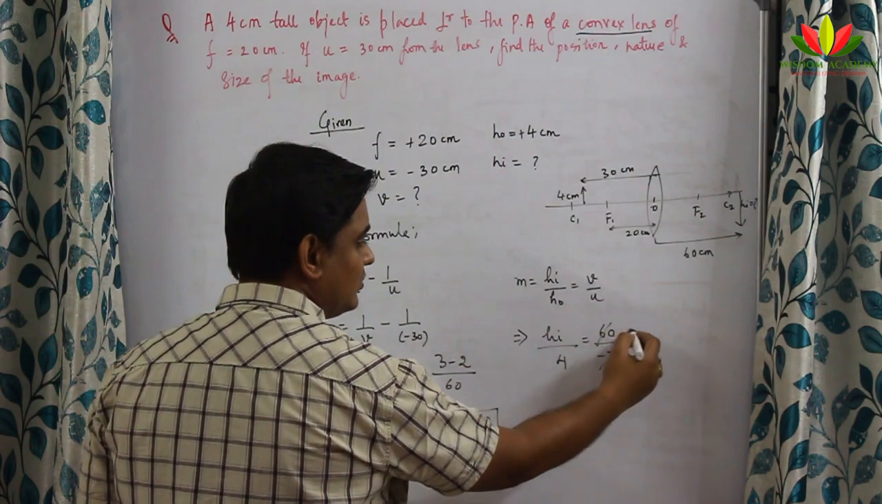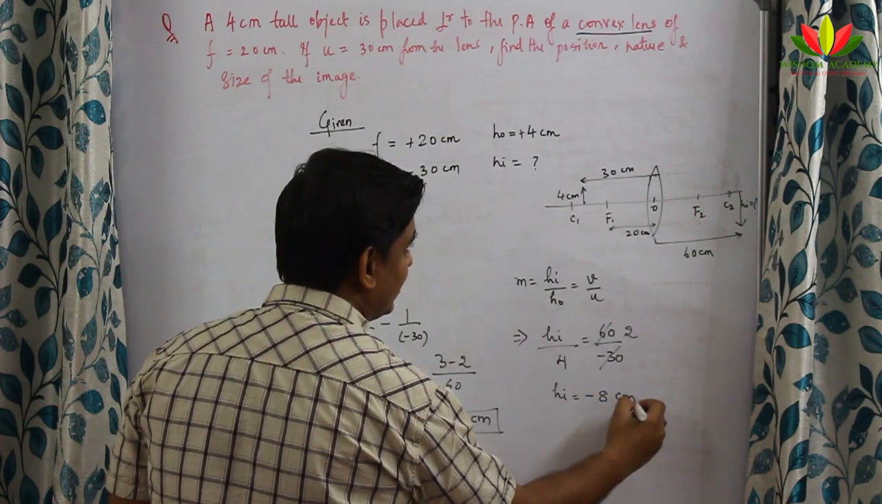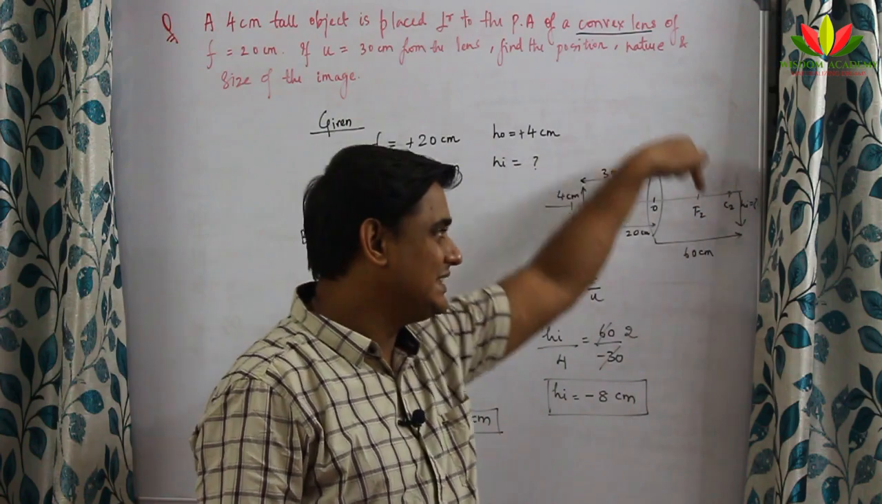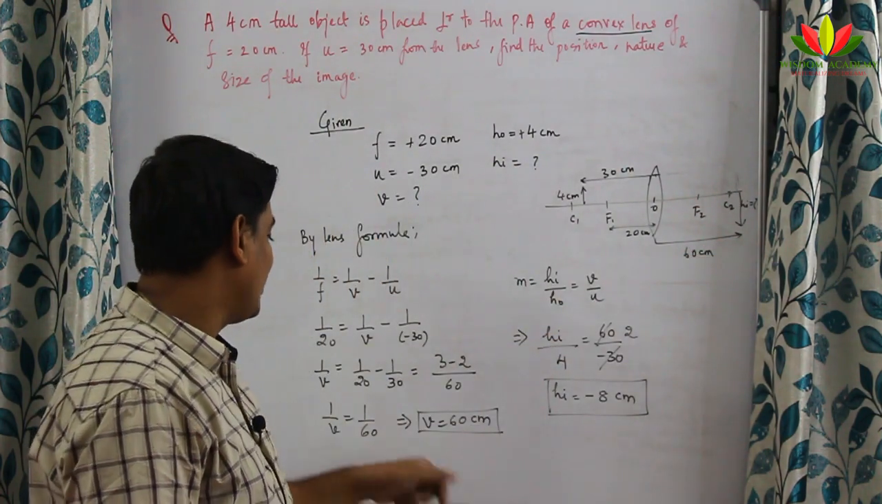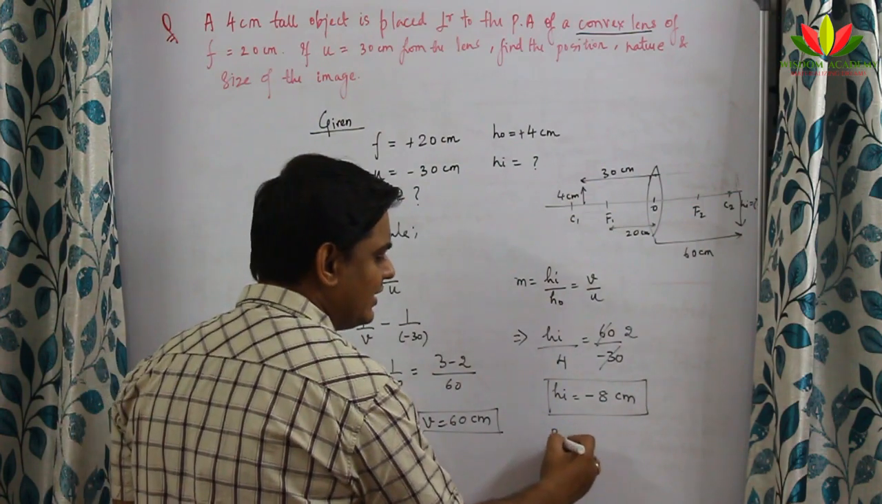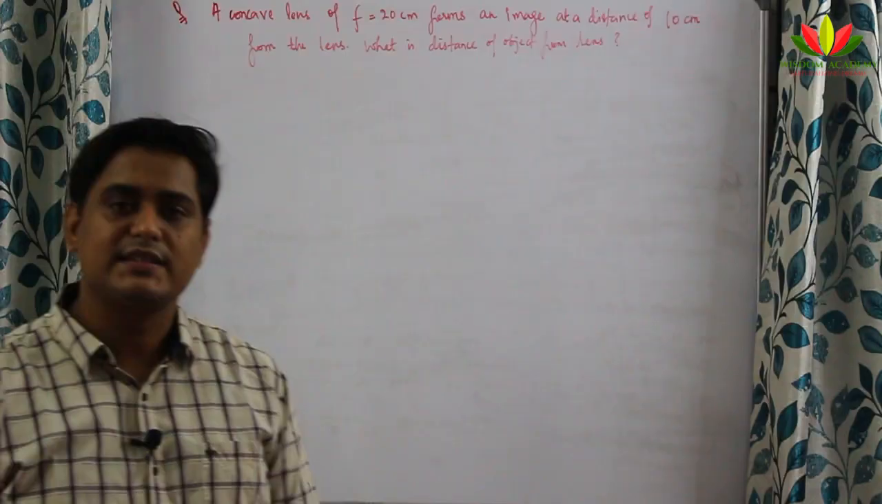So this will become 2. So what is HI? HI came as minus 8 centimeter. Can you see? It became double the height, and minus shows it is upside down. So we got to know what is the V, what is the HI, and nature you can write it is real and inverted. Real and inverted. Let us see the next question.